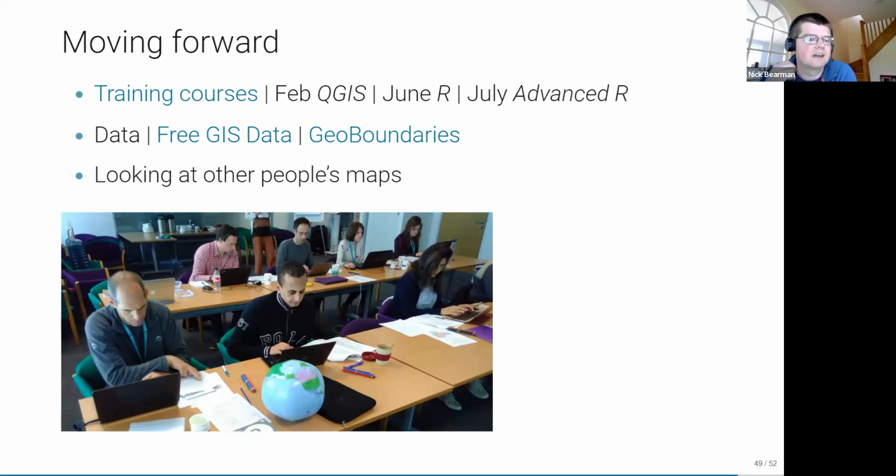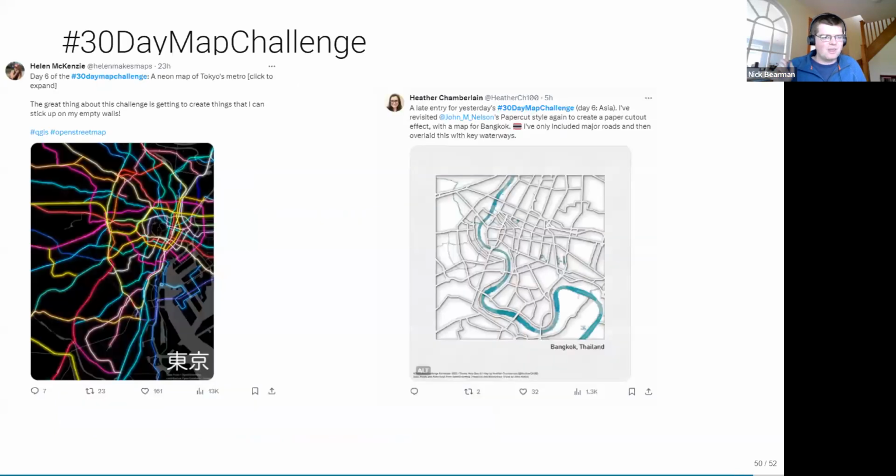Data links. There's the free GIS data site and GeoBoundaries. These are really useful links, so I definitely recommend those. And if you get into GIS and start creating maps, really look at other people's maps. There are lots of examples out there. You can look in newspapers, academic journals, online, all sorts of stuff. So have a look for other people's ideas. And more often than not, they happily share how they did certain techniques. So there's lots of stuff out there.